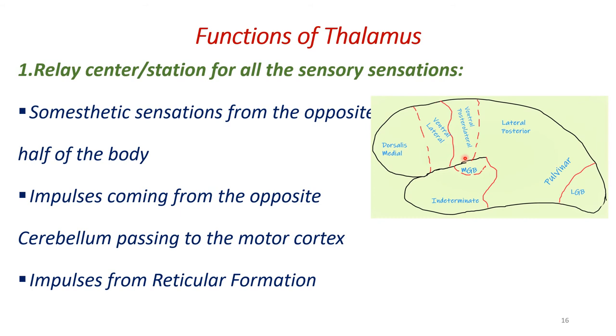Vestibular impulses are relayed to the temporal lobe. And this is also connected to the limbic lobe and hypothalamus via the anterior nucleus, and this plays an important role in the autonomic, emotional, and behavioral responses as well. Now the impulses coming from the opposite cerebellum pass to the motor cortex. How come?